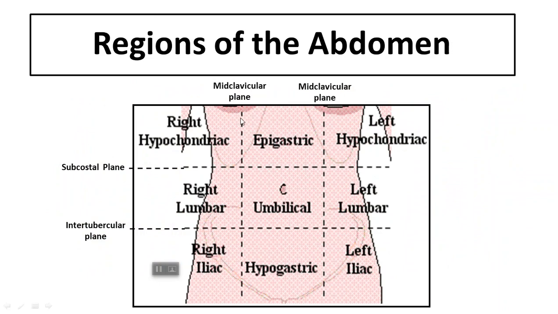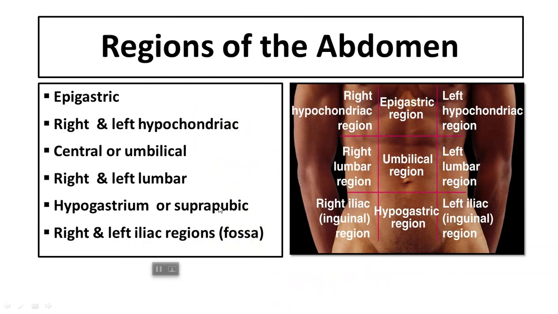By the use of 2 vertical planes and 2 horizontal planes, 2 vertical planes which are the midclavicular planes, right and left, and 2 horizontal planes which are the subcostal plane and the intertubercular plane, we can divide the abdomen into 9 regions. 3 central, 3 on the right, 3 on the left. These regions are: epigastric region, right and left hypochondriac region, central or umbilical region, right and left lumbar region, hypogastric region or suprapubic, and right and left iliac or inguinal region.